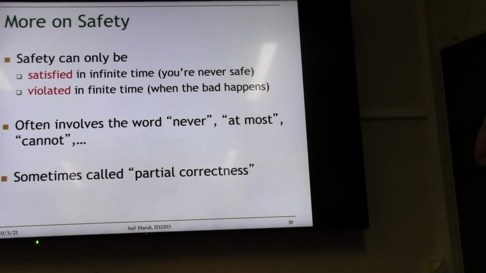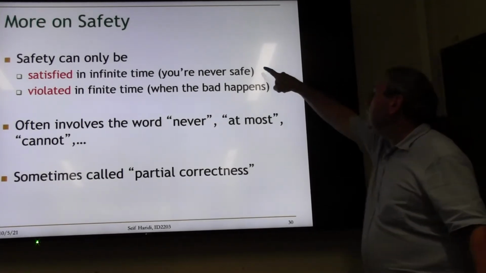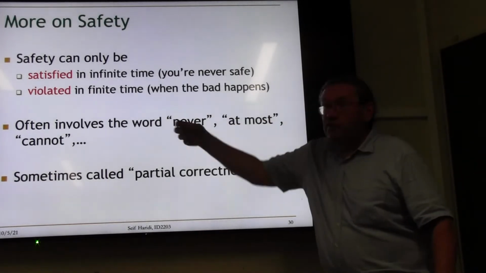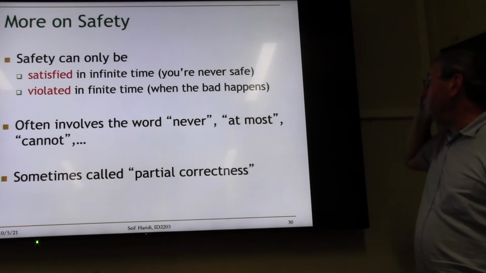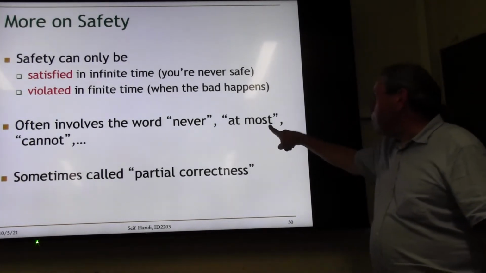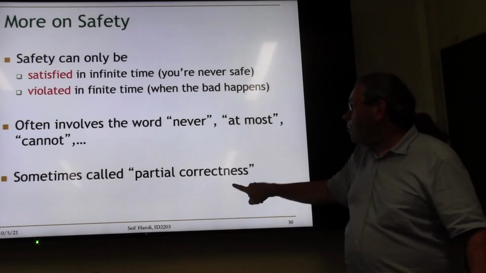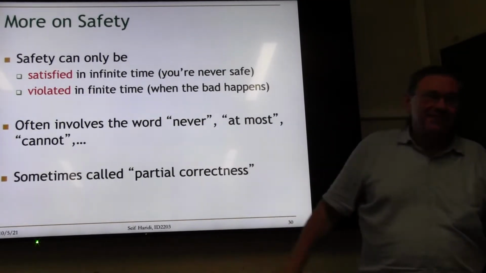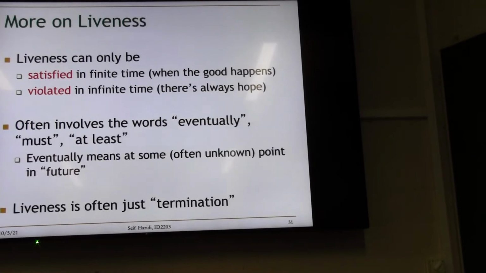Safety can only be satisfied in infinite time. As long as the algorithm is running, it can always break. You're never really safe until everything's done, which is only after infinite time. If I'm running around with an egg in my hand, as long as I'm running, I can always drop the egg. So I'm never safe until it's done. And when I do violate it, it's in finite time, when I drop the egg. Never, at most, cannot, partial correctness, those are all safety words. So that's the intuition.